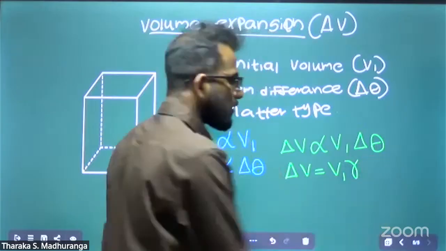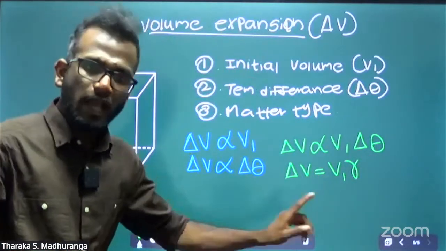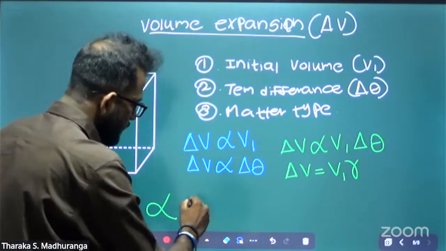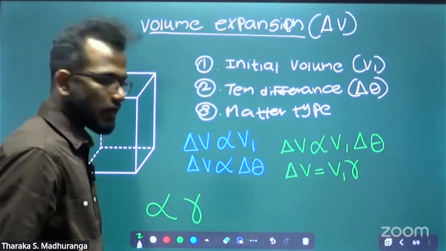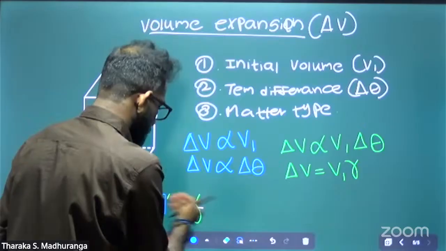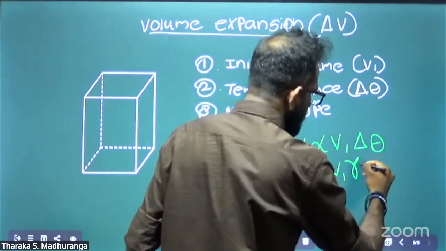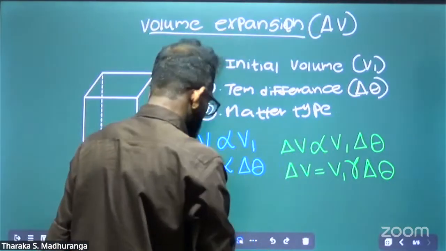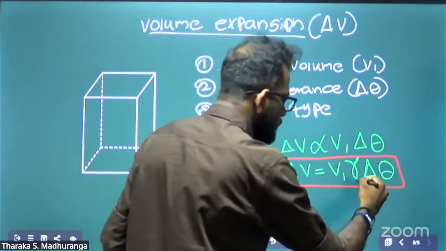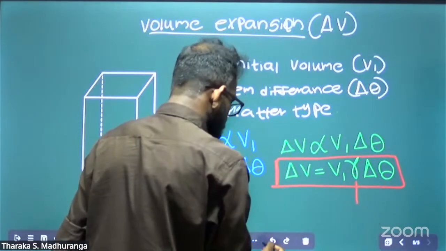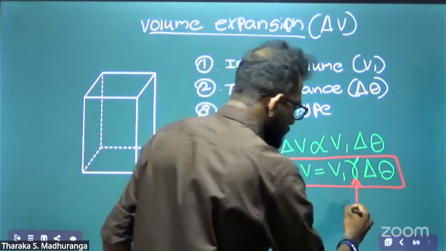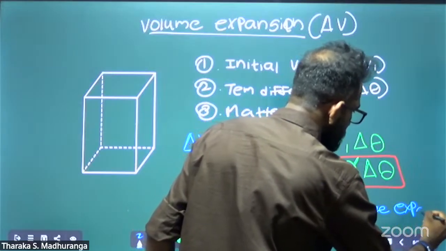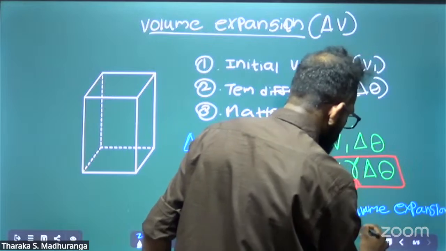To remove this proportional mark, we need to add a constant: delta V equals V1, now it is gamma. Remember, a new symbol is coming. It is the opposite side of alpha. This is a gamma. Then gamma delta theta. Now the gamma is the volume expansion coefficient. The gamma is the coefficient of volume expansion.